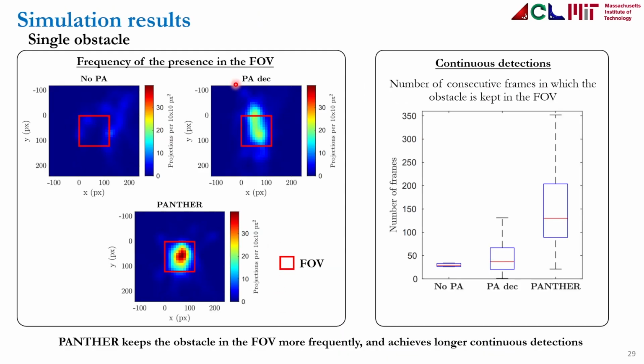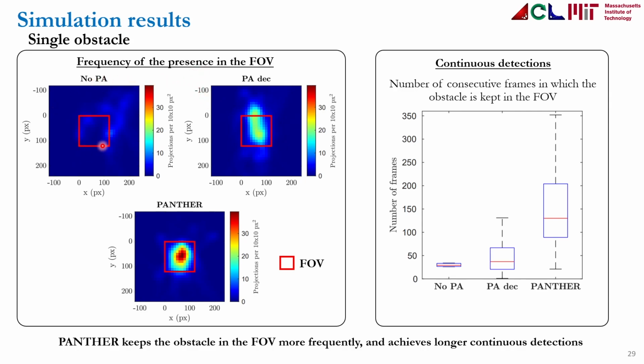So in these simulations, we focus first on a simulation where there is only one obstacle, and the idea is that we have an obstacle that is moving around and the UAV needs to go from one point to another while passing through the area where this obstacle is moving. And in this first part, we compare the frequency of the presence of this obstacle in the field of view.